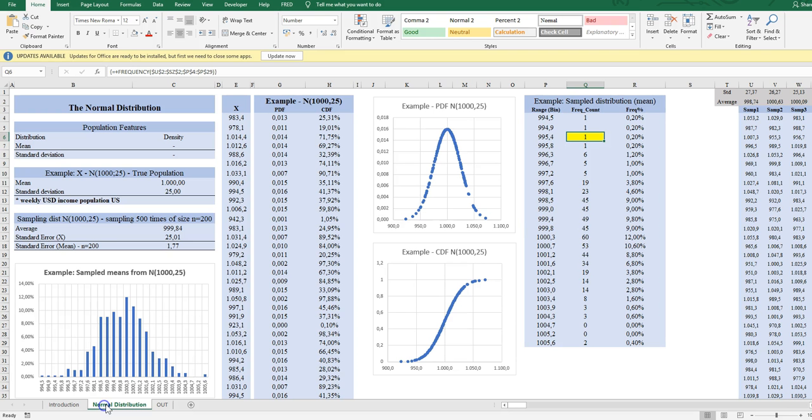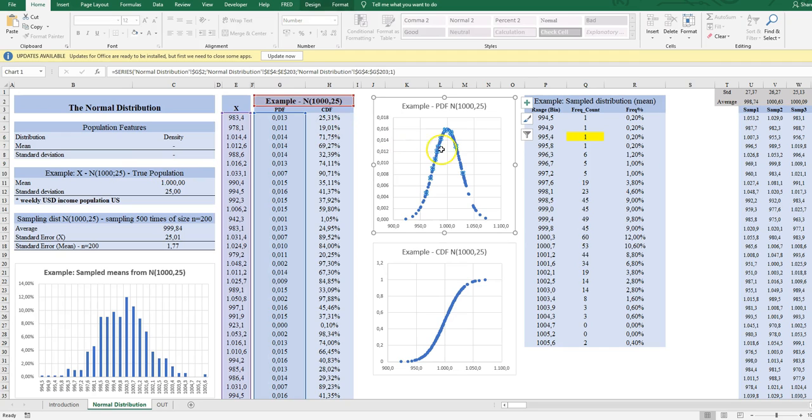Let's move on. Look at the normal distribution and just start here because this is the view that everyone knows. This is the classical bell-shaped form, 50% area to the left of the average, in this case 1000, and 50% on the other side.